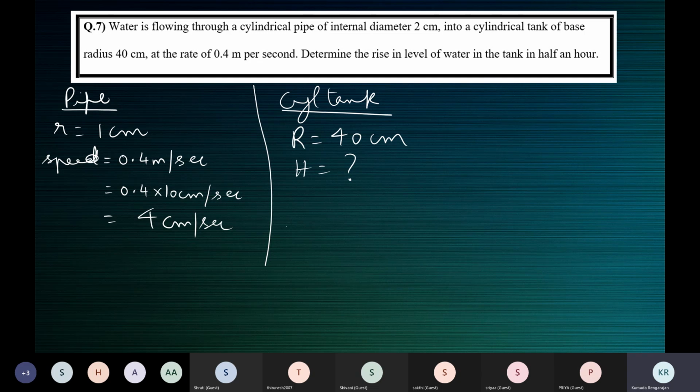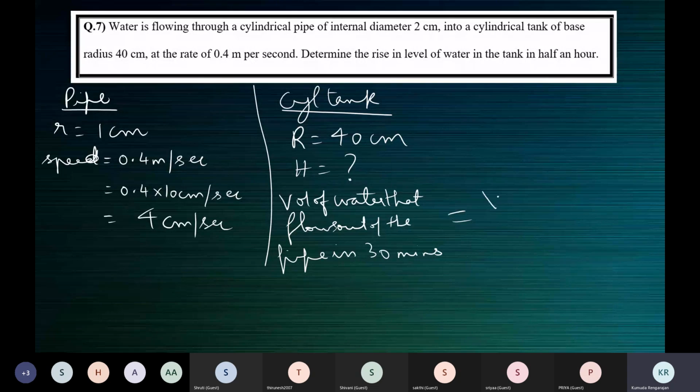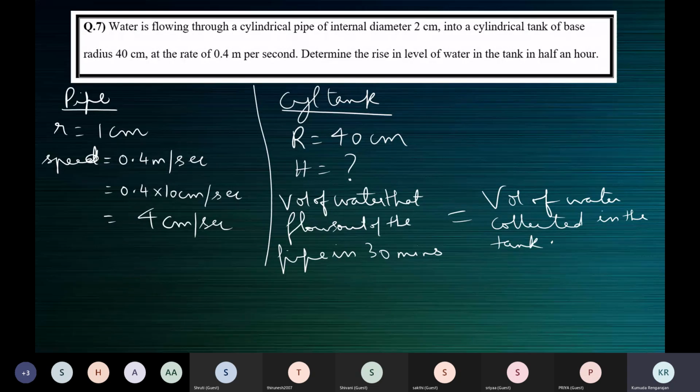So this is the equation. On one side you should have pipe, on the other side you should have cylinder, and you should write a relation connecting both. So volume of water that flows out of the pipe in 30 minutes is equal to the volume of water collected in the tank in 30 minutes.